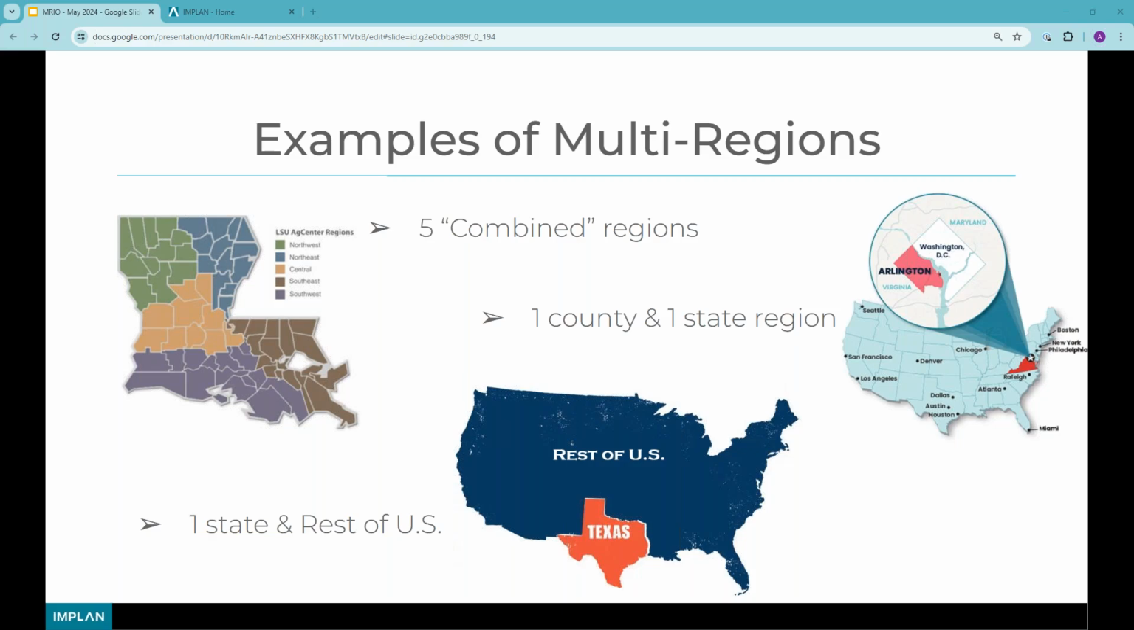In this example, there's still 2 regions: your host region, which is going to be the state of Texas here, and the rest of the US. That's a combined region that we created using every other state in the US.